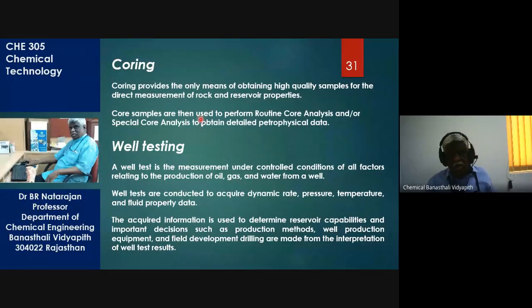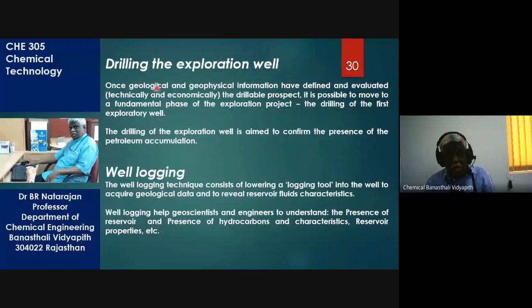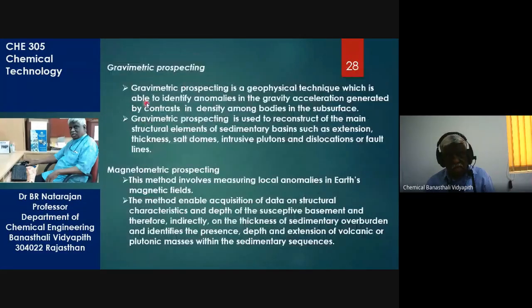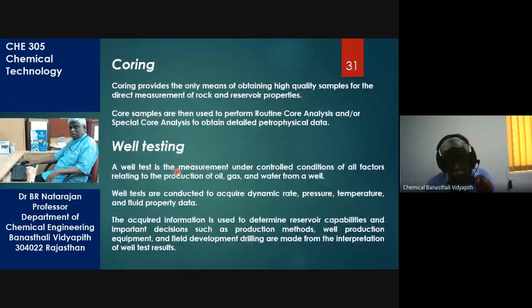Then comes coring. Coring is the only method of obtaining a high quality sample by direct measurement of rock and reservoir properties. Core samples are used to perform routine core analysis and or special core analysis to obtain detailed petrophysical data. So you have drilling, well logging, coring. Once coring is done, then well testing.